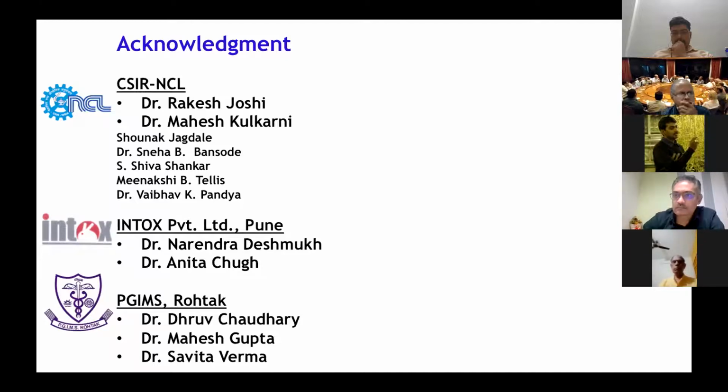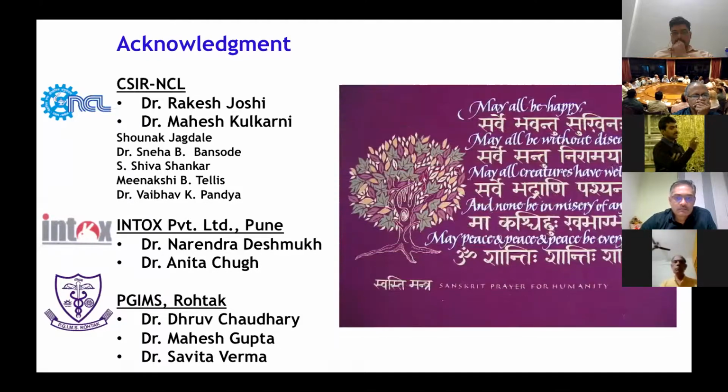Of course, PGIMS will be doing the clinical trial. Dhruv Chaudhary is the lead person, and Dr. Mahesh Gupta, as well as Savita Verma, the clinicians, will be doing this study.